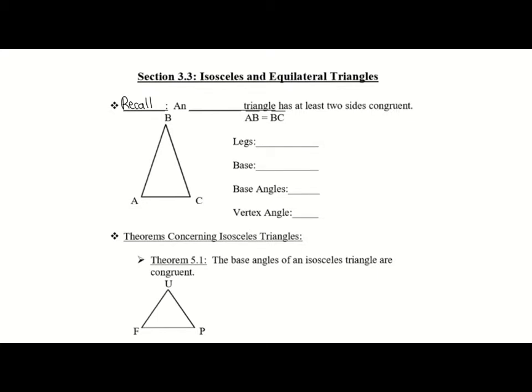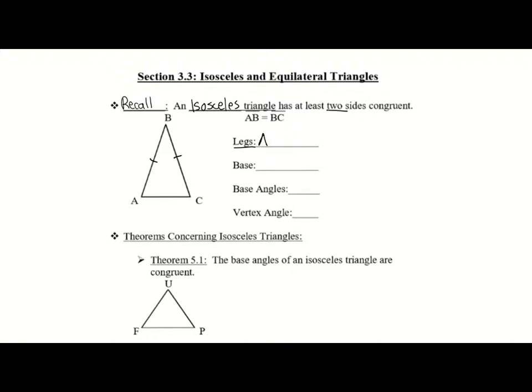Next, we are going over isosceles and equilateral triangles, which should be familiar to you. The first one we're going over is isosceles. So remember that an isosceles triangle has at least two sides that are congruent. So if we look at our triangle ABC, those two sides here are AB and BC. The legs of our isosceles triangle are the two congruent sides.